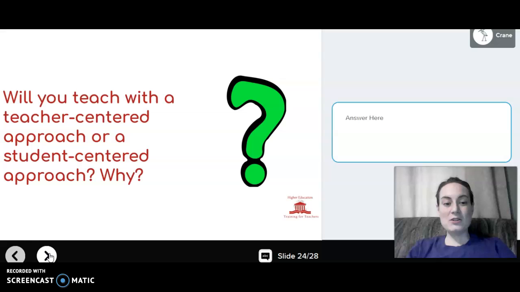Will you teach with a teacher-centered approach or a student-centered approach? Why? Student-centered approach, as it increases critical thinking skills in the students.